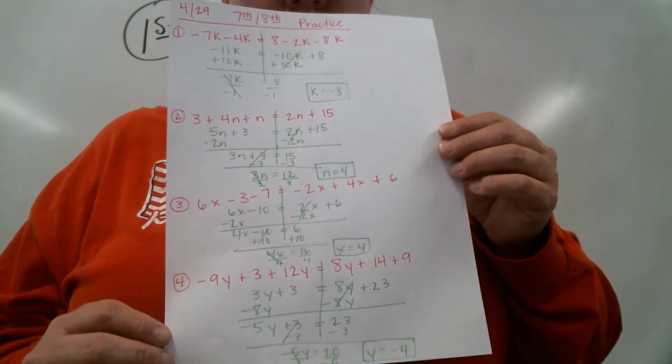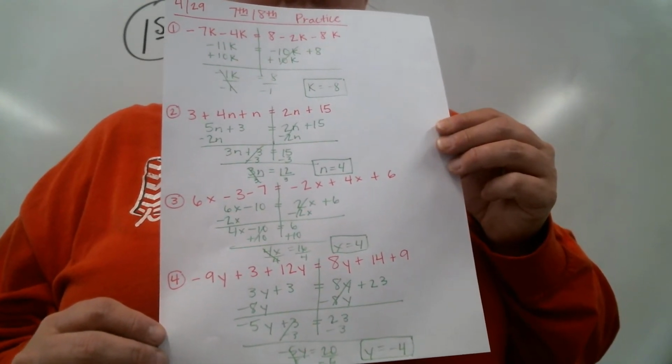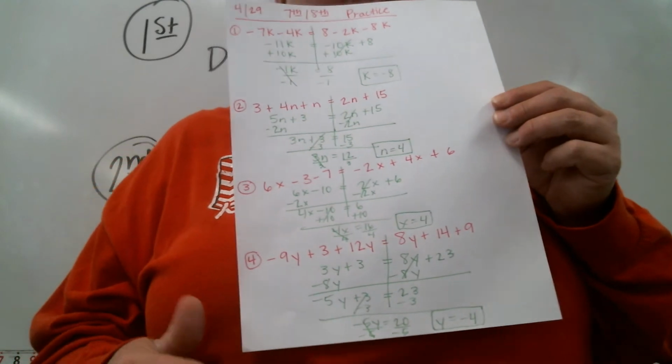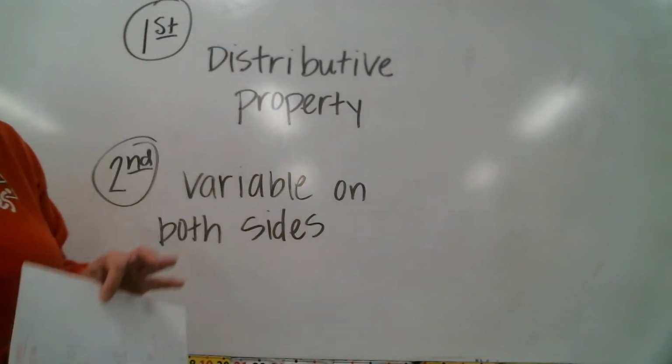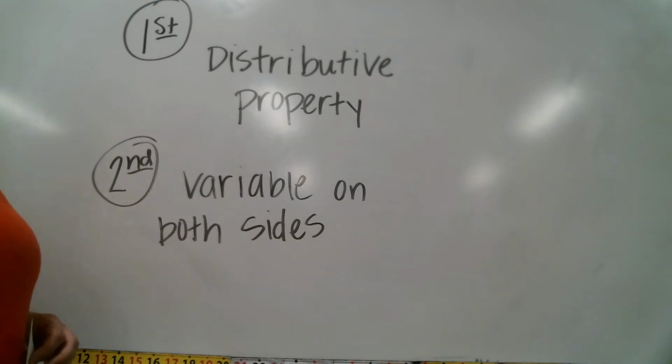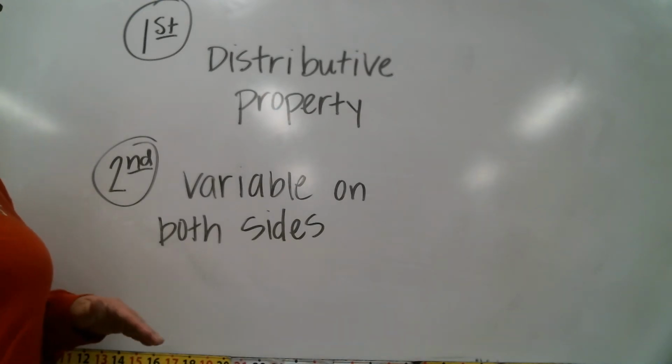These are your solutions to the last problems we did. We were combining like terms and then taking care of a variable on both sides. Today we're going to talk about when we see the distributive property. Remember we practiced distributive property last week? Go ahead and write this down.